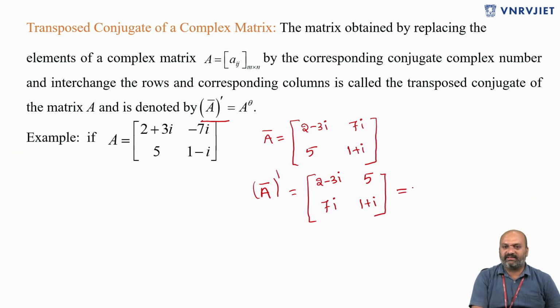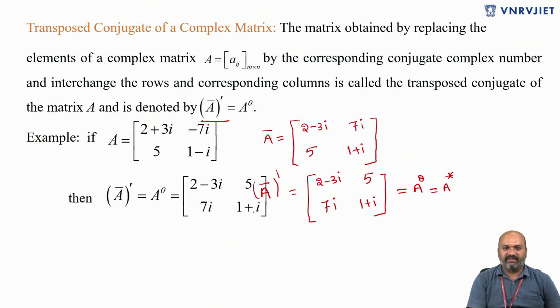This is also denoted simply as A theta. Of course, some authors follow the notation A star also, but I am following the notation A theta throughout this topic. So A theta equals 2 minus 3i, 5, 7i, 1 plus i. This is the transposed conjugate of a complex matrix.